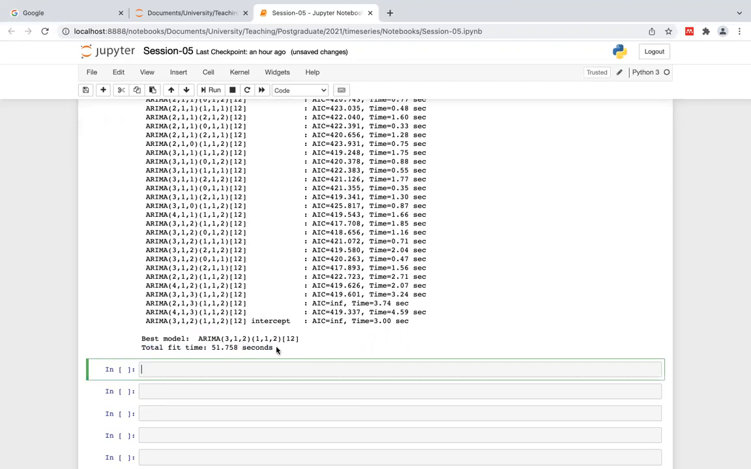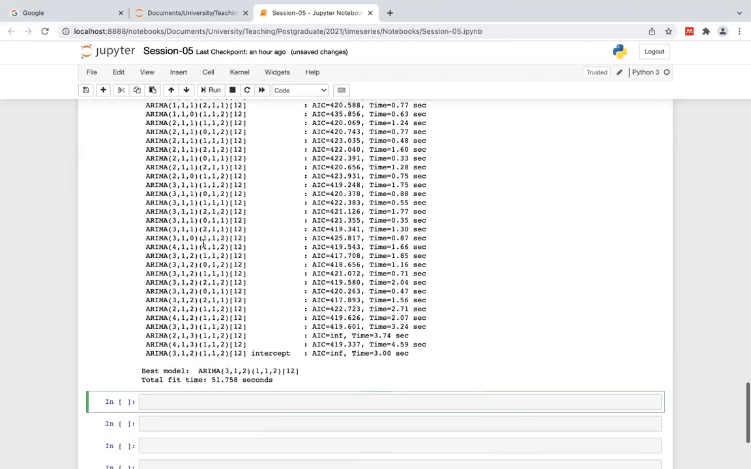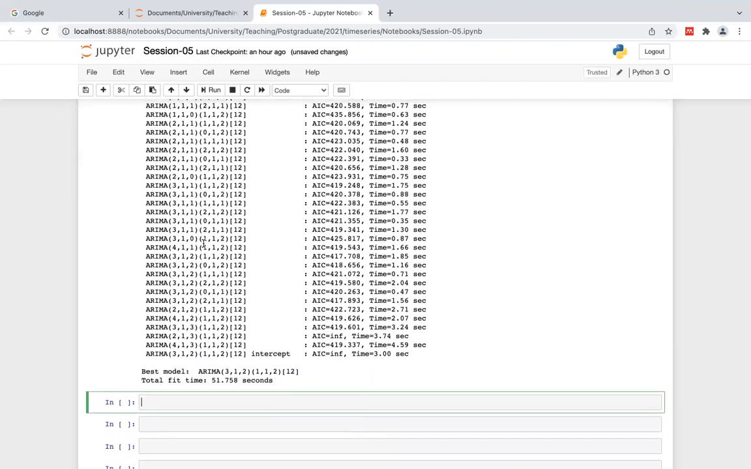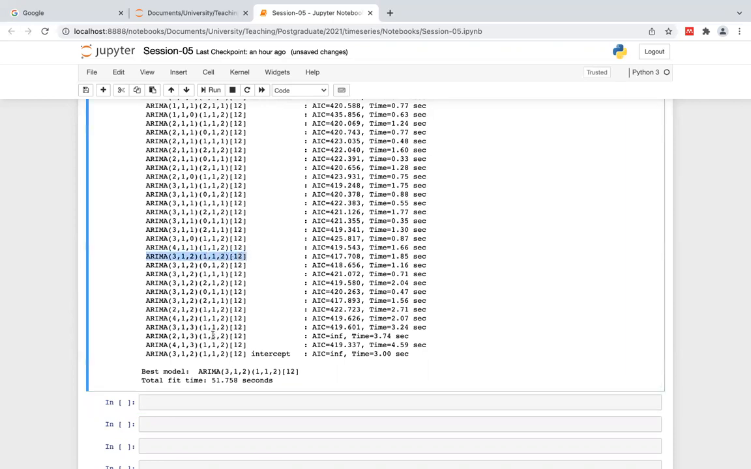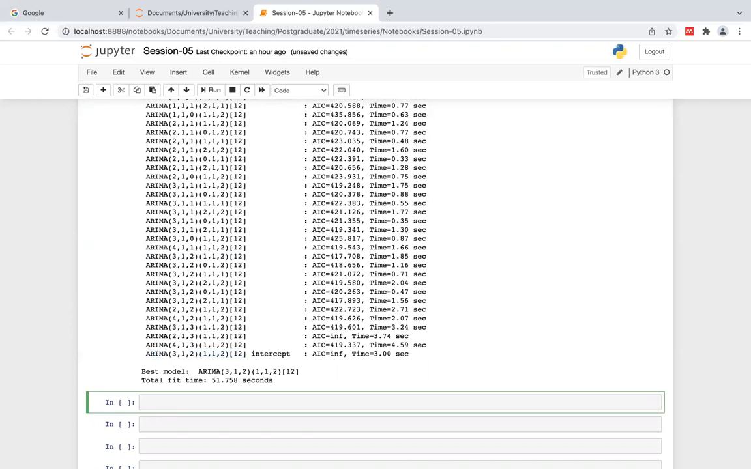ARIMA 312, it's here. There are multiple, right? Here, here, and there. Then what we can do is I'll print the model summary so that I can clearly identify the best fit model.